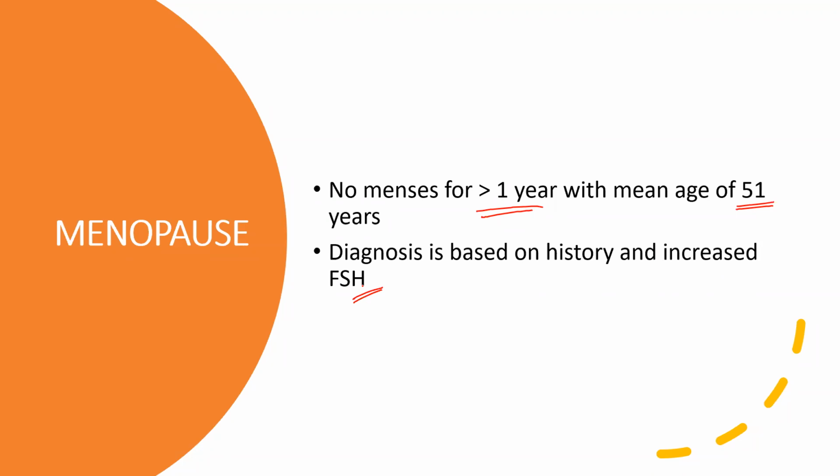I'm not going into the details of menopause, like what are the symptoms of osteoporosis or any other symptoms. I'm not talking about it. But here, the one point which you need to remember is no menstrual cycle for more than 1 year and with a mean age of 51 years. And what is the diagnosis? Diagnosis by increased FSH. Okay.